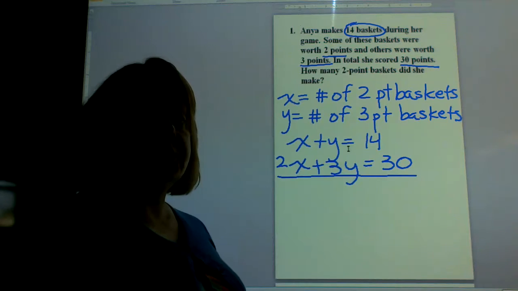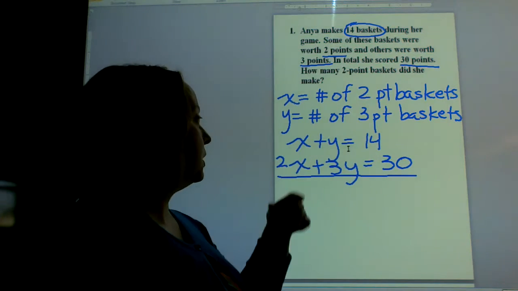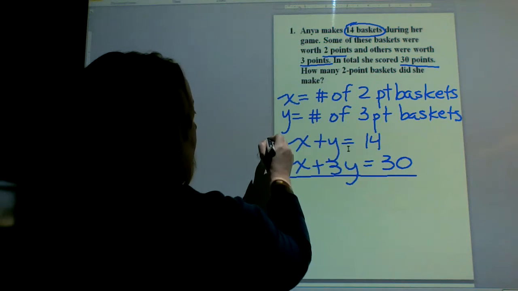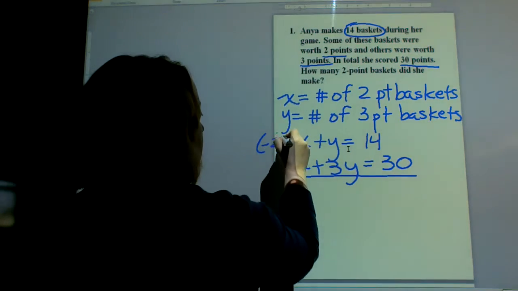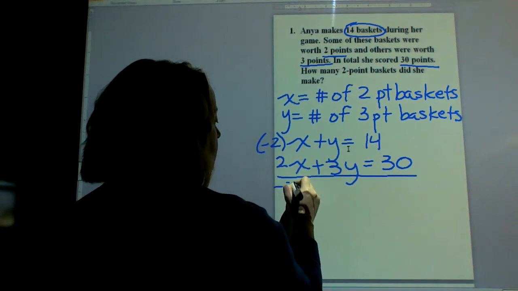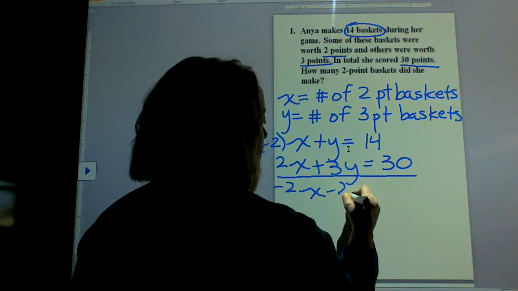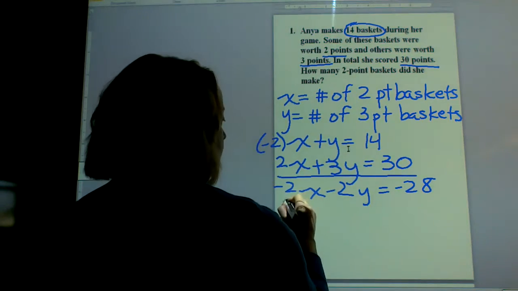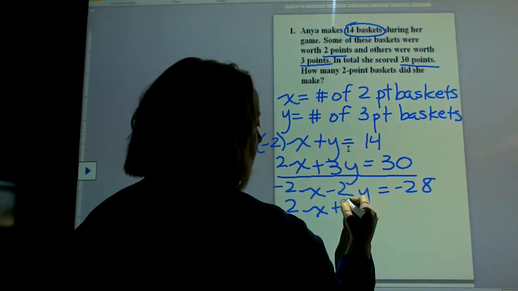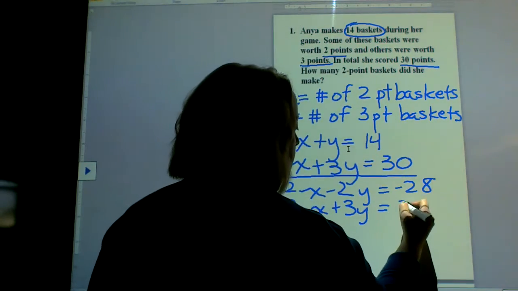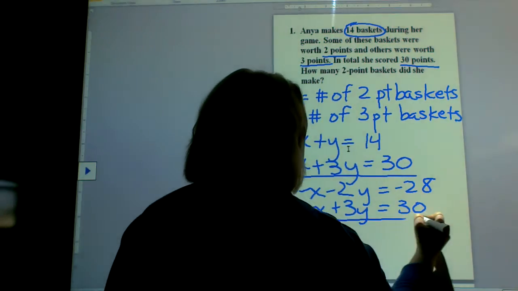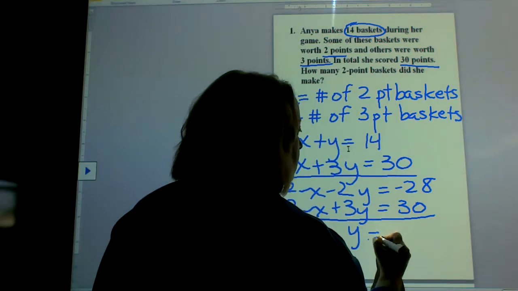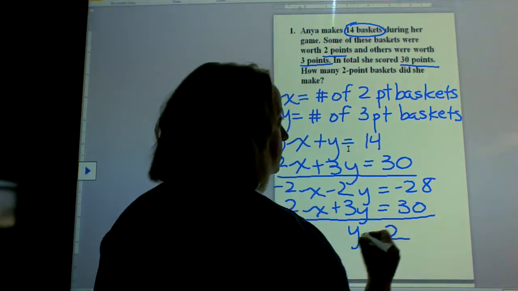So the next thing we want to do is multiply the first equation by a negative 2. And so we get negative 2x minus 2y is negative 28. And then I just rewrite the second equation underneath of it, and that's equal to 30. So y here is going to equal 2.